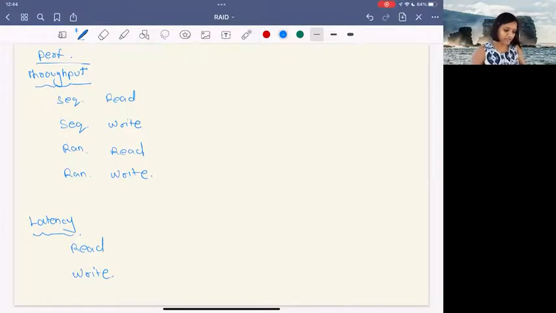How are we doing in these both cases? These are all the cases for throughput and latency.